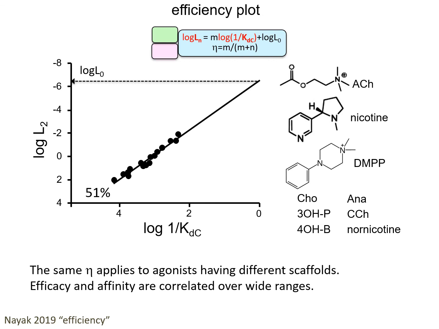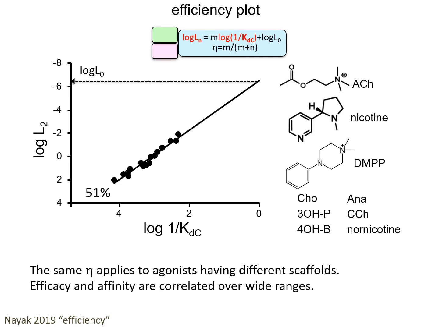We can take the analysis one step further by combining that efficiency equation with the green equation that was derived from the thermodynamic cycle, and that results in this blue equation, which is that of a straight line. So y = mx + b, where y is log L and x is log 1/KD. So that's a straight line. M, the slope, is related to efficiency, as shown below.